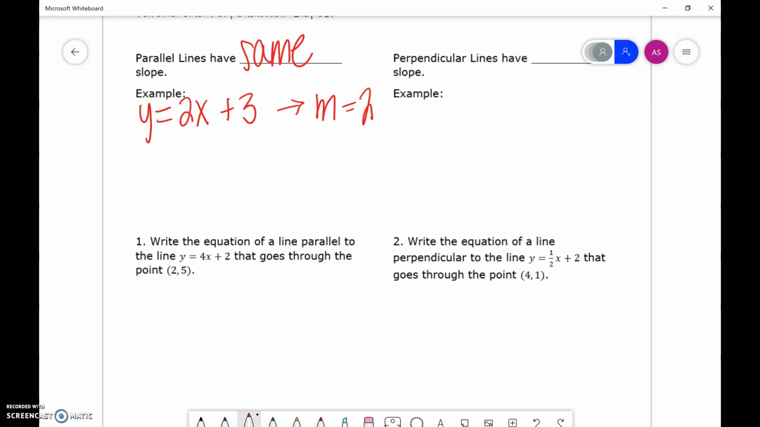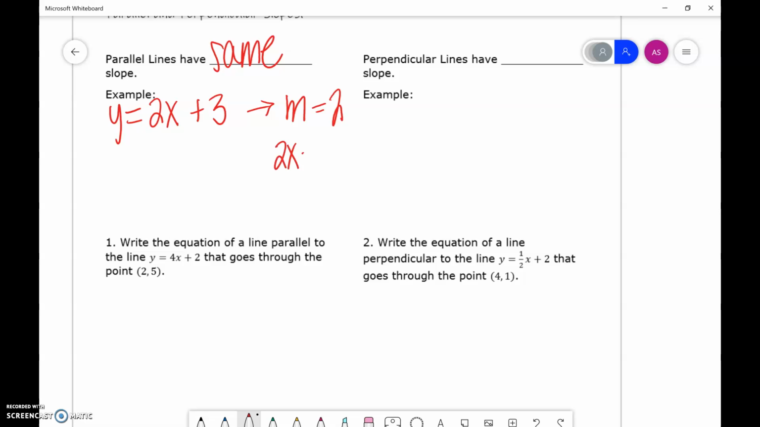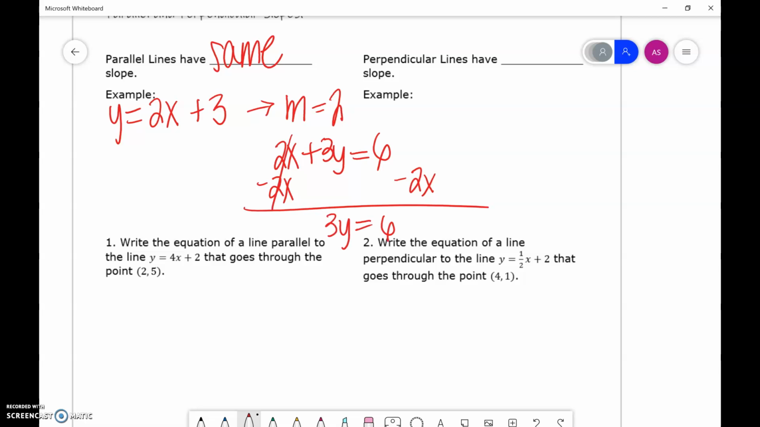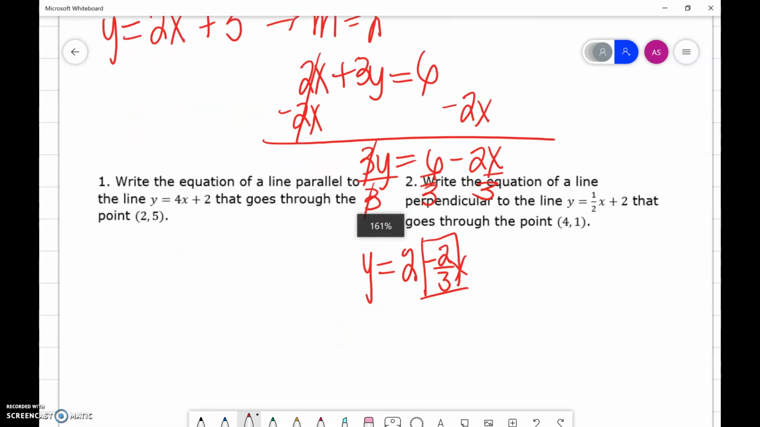And let me say this too, they may not give you a slope-intercept form equation. They may give you standard form, which means I have to actually solve. I can't just say that the slope is 2. I have to solve for y. So let's solve for y by subtracting 2x from both sides. Okay, then I'm going to divide both sides by 3. And then I have y equals 2 minus 2/3 x. So our slope, if they gave me standard form and I solved, would be m equals negative 2/3. Okay, so let's go ahead and look at the example.